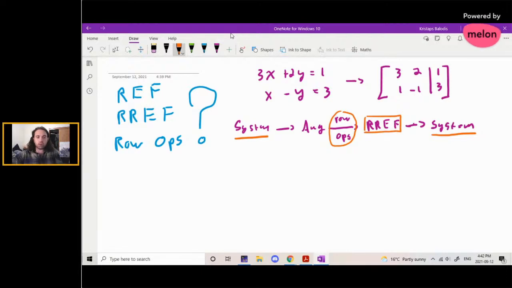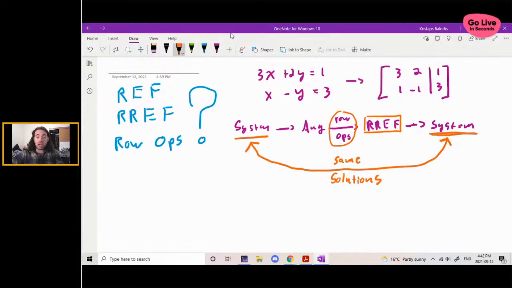The main point is that any solution to the original system of equations is going to be a solution to the other system, the system of equations we get out of the reduced row echelon matrix. And vice versa. So we know that if we can solve the system of equations from the reduced row echelon matrix, any of those solutions are going to be a solution of the original system of equations. So that is actually why we care about row operations.